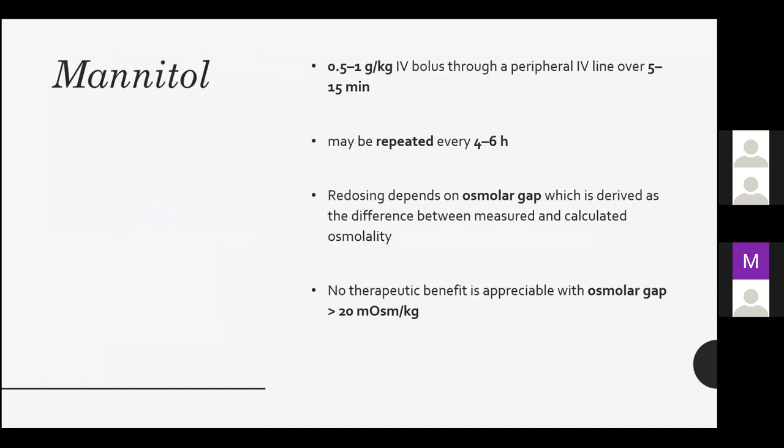So dose of mannitol, 0.5 to 1 gram per kilo IV bolus through the peripheral line over 5 to 15 minutes. You can repeat it after 4 to 6 hours, but how frequently can you give mannitol? If you're using it frequently and the patient is not responding, then you need to check the osmolar gap.